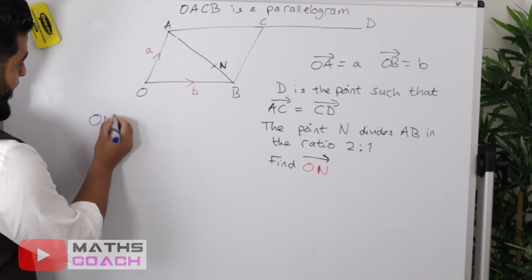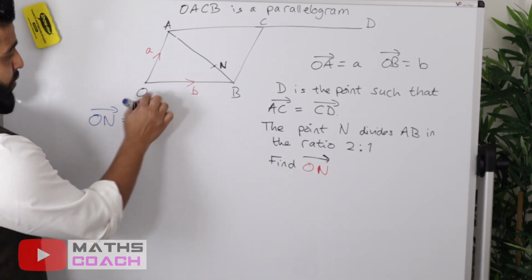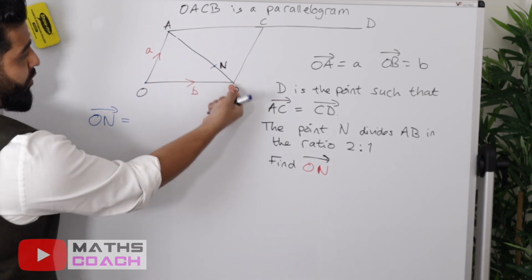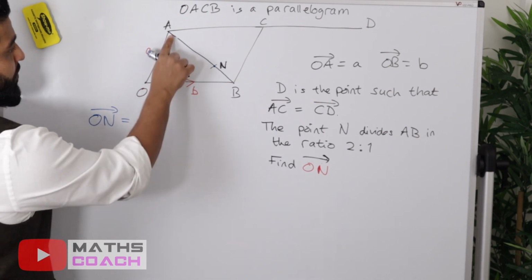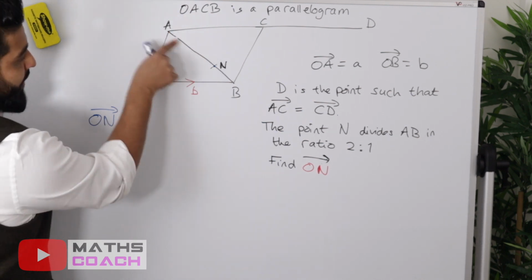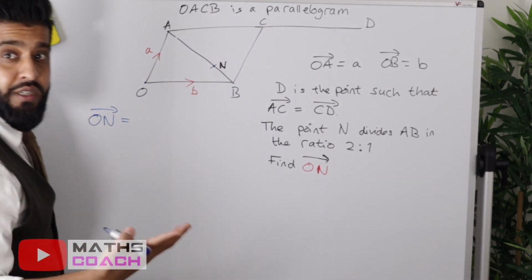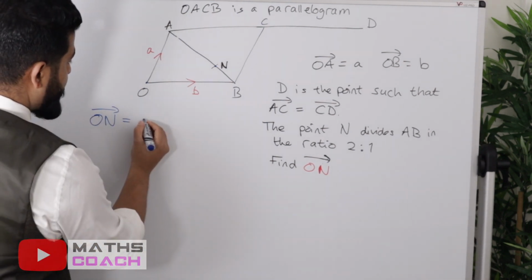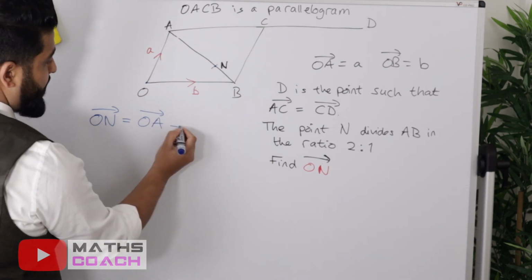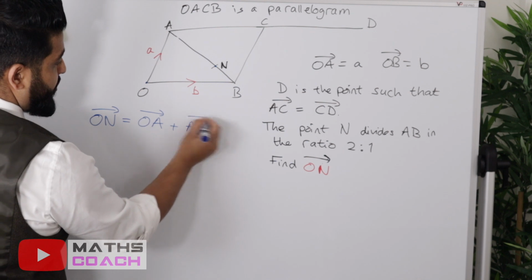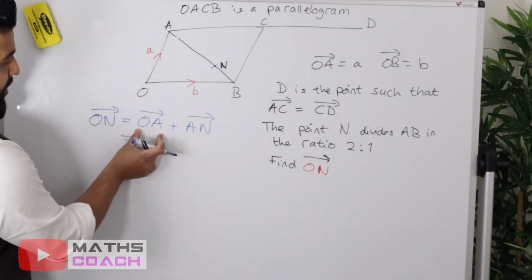So ON, this is the root of ON. We start here. Now what's the best way to get there? We can go here and then go backwards to B to N, or we can go from O to A, and then go down to A to N. We just have to decide on one of these ways. I am going to choose that we go from O to A, and then we are going to find A to N.